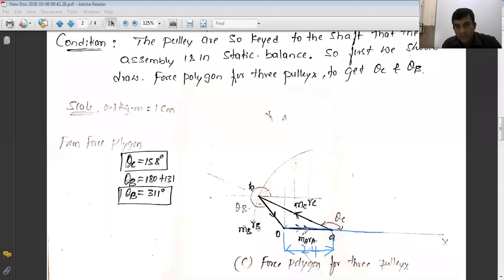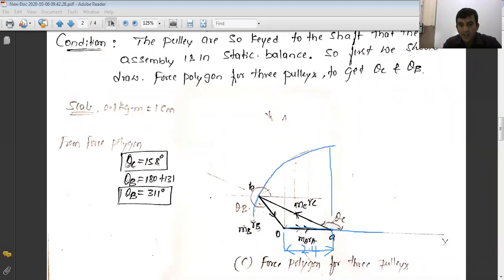0.4 kg meter, right? Now convert into scale: 0.4 divided by 0.1 will give 4 centimeter. Again, from the point A, what angle is known? Angle theta C is unknown. Again, through the compass, take 4 centimeter as radius, A as the center, and then draw an arc.